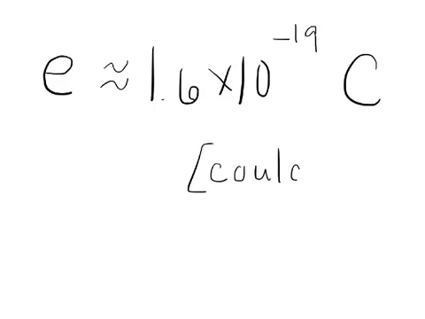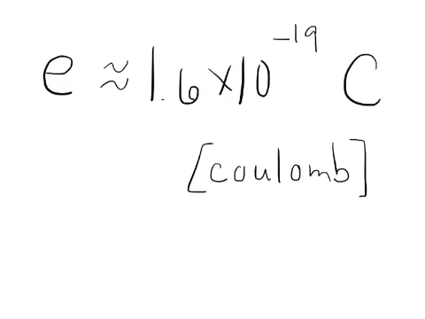Coulomb is actually spelled with a lowercase c, but the abbreviation is given a capital C to avoid confusion with the speed of light, which is a lowercase c. Again, it's spelled with a lowercase, but the unit is a capital C, because a little c makes you think of the speed of light, the number we've been talking about, 3 times 10 to the 8 meters per second.